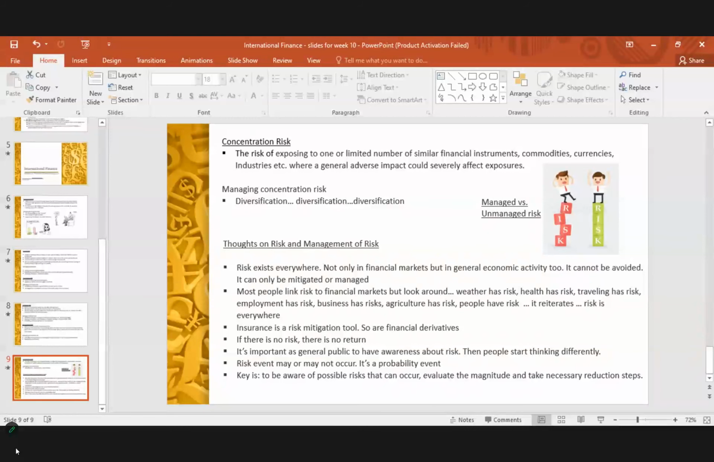The concept is if there is no risk, there is no return. But you need to manage the risk so that your return is safeguarded, right? This is why I keep saying the general public has to be aware of this. Now, going back to what happened with our exposure.